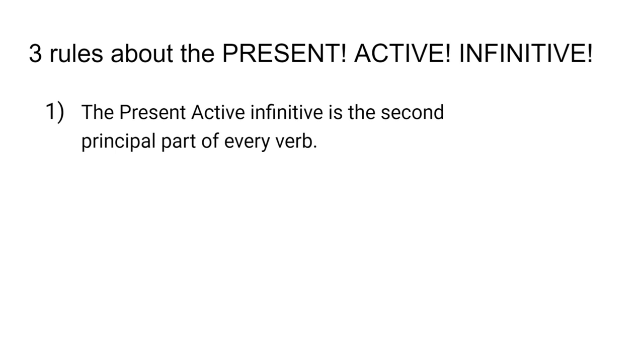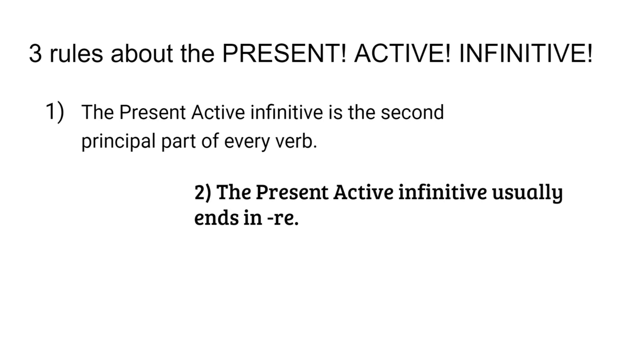So here, this is going to go onto your worksheet. I'm going to give you 3 rules about the present active infinitive, and I'd like you to copy them down. So rule number 1, the present active infinitive, which you can go ahead and abbreviate as PAI, is the second principal part of every verb. So whenever I give you a vocab list, whenever I give you a gloss, whenever you have a dictionary in front of you, you're always going to get your verb forms spelled out in the same way, and the second principal part is always the infinitive.